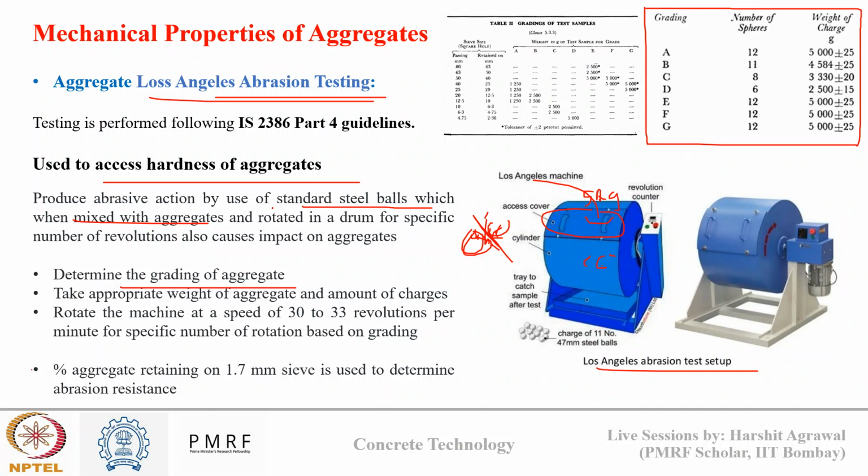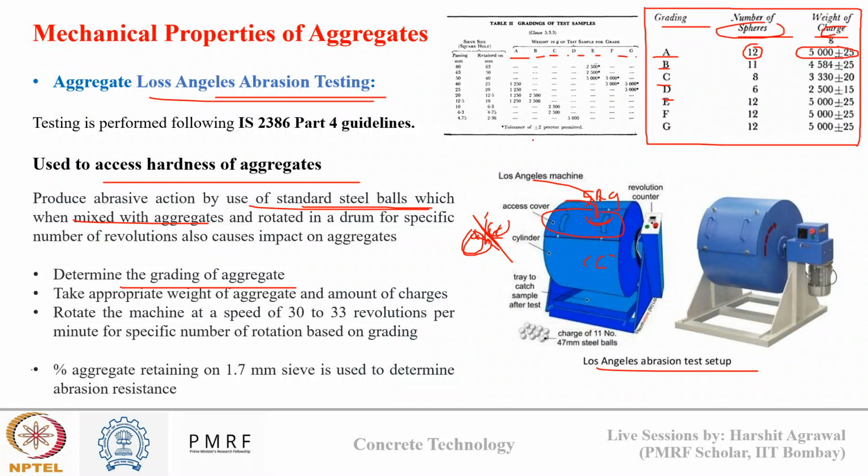Okay, so how many steel balls do we need to add? This is given in the IS code. There are different grading scales that the code has defined, and for each grading scale of aggregate, it mentions the number of balls and the weight of charge that we need to add. So those many balls and charges will be added inside this. Charges means these balls only.